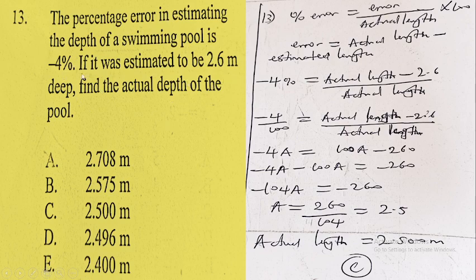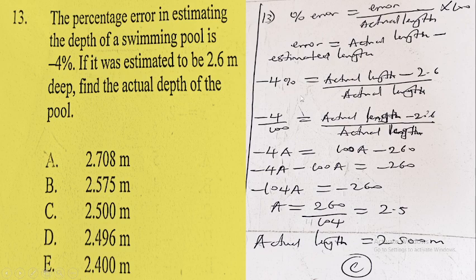When you are given the percentage error calculated already, we know that percentage error is equal to error divided by actual length multiplied by 100. So we have been given the percentage error, so of course we can get the error. Error is equal to actual length minus estimated length. We don't know the actual length, we are looking for that, but we are given the estimated length. So we can substitute what is given to us into this equation.